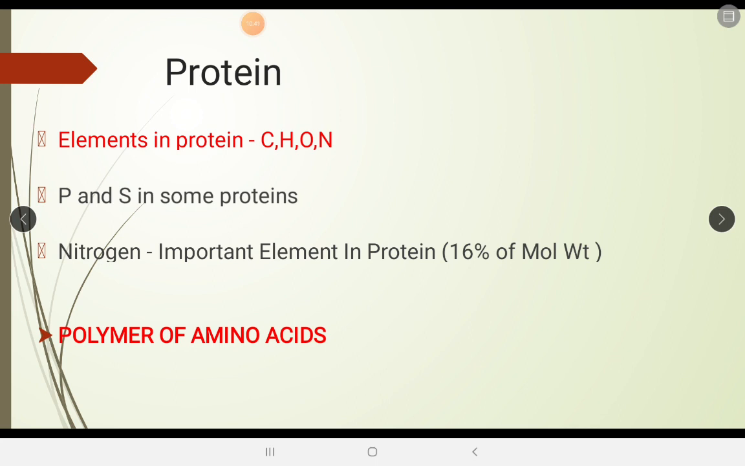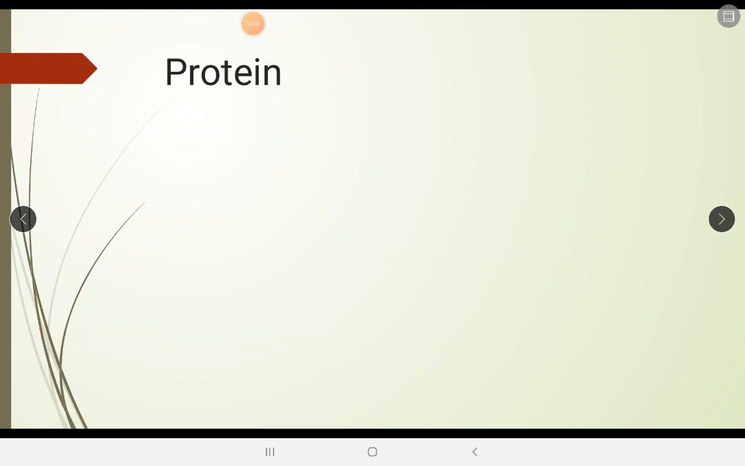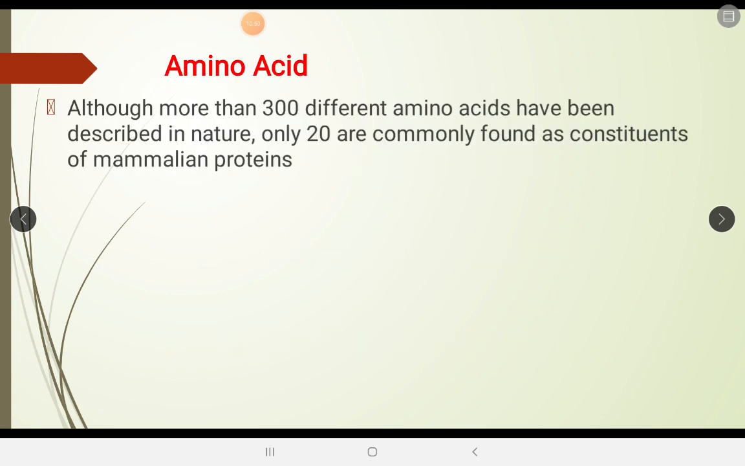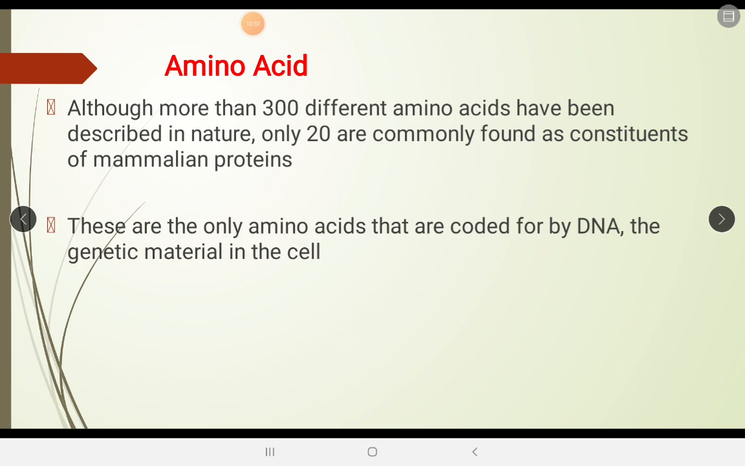Nitrogen is an important element in protein. 16% of the molecular weight of protein is composed of nitrogen. Protein is an important source of nitrogen in the body. Only 20 amino acids are commonly found as constituents of mammalian protein.